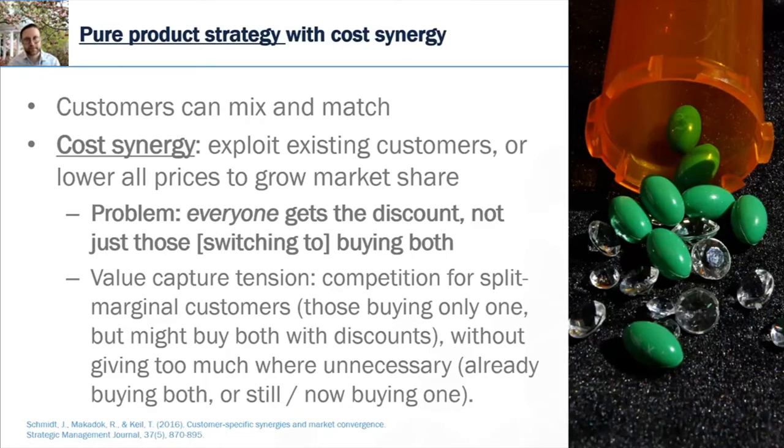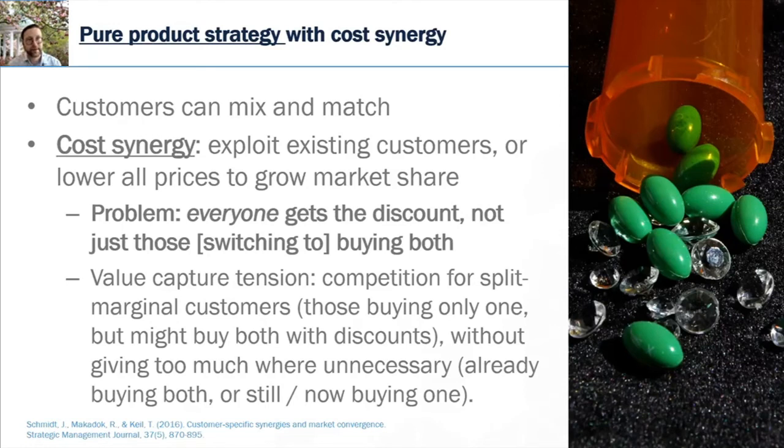So if a seller offers free shipping, for example, and their costs are lower for those customers that buy multiple things, if they're using a pure product strategy, they would have to lower their prices on everything, hoping that because the prices are so good, more customers will be buying multiple things at the same time. Thus, they'll be able to capture some value from that cost synergy.